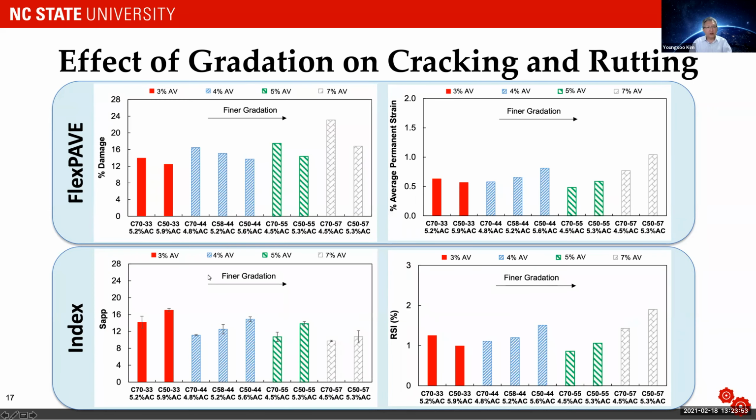Effect of gradation: here everything is kept relatively constant, but gradation actually changes. As you go to finer gradation, damage decreases, and also SAP value increases, and also rutting decreases. In this case, you see, it's actually opposite to what we see in other mixtures, but in all other conditions, rutting increases as gradation becomes finer. Okay? And the same trend can be seen in RSI values.